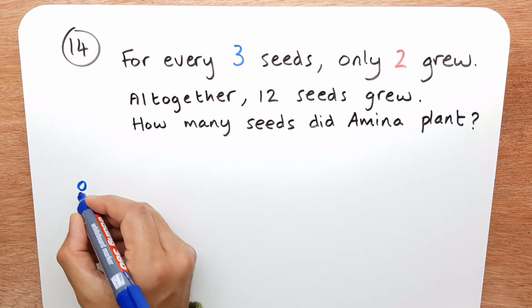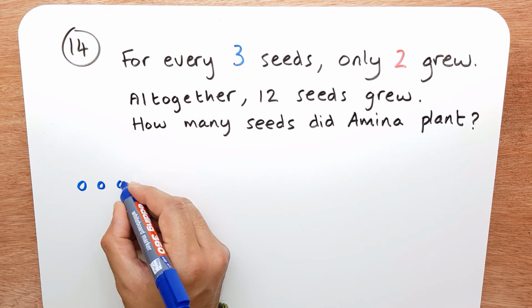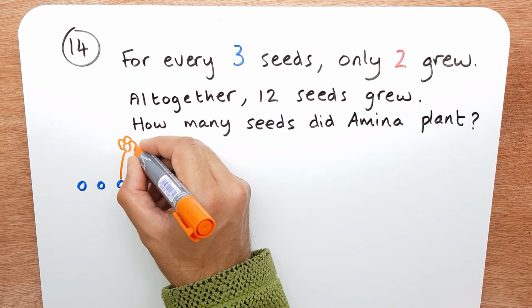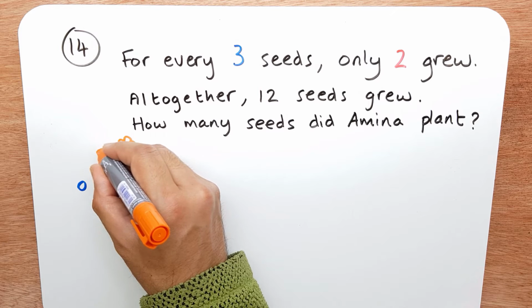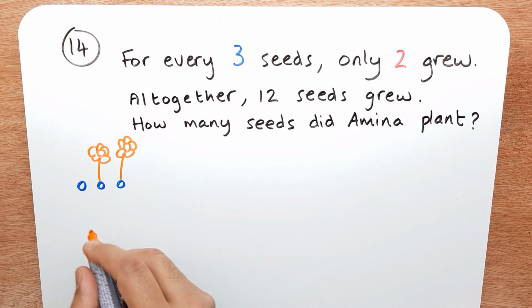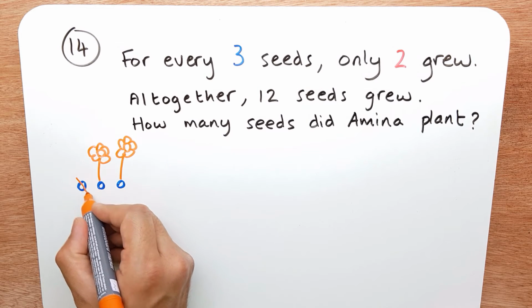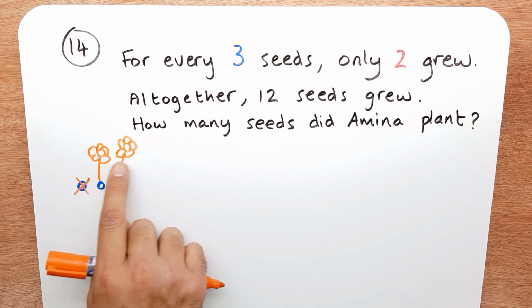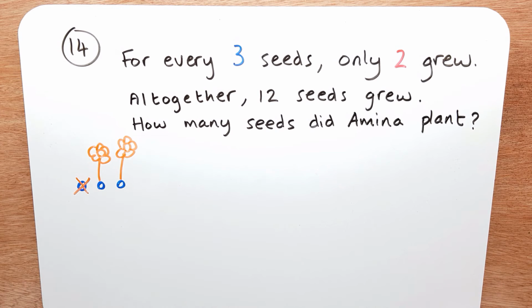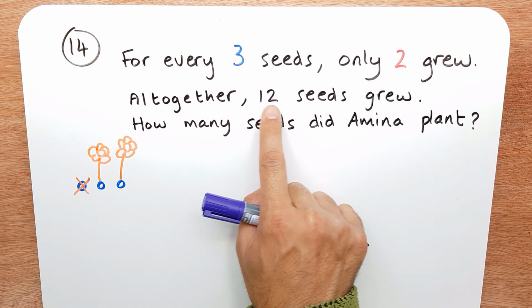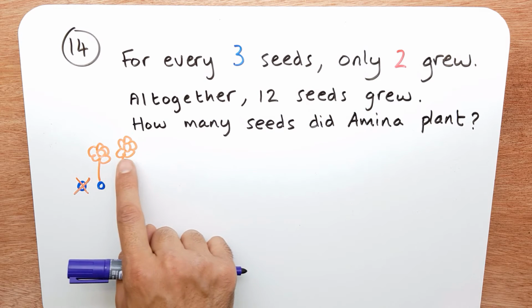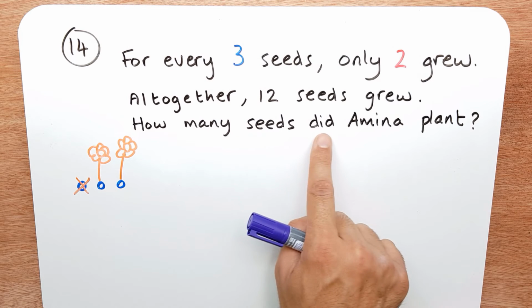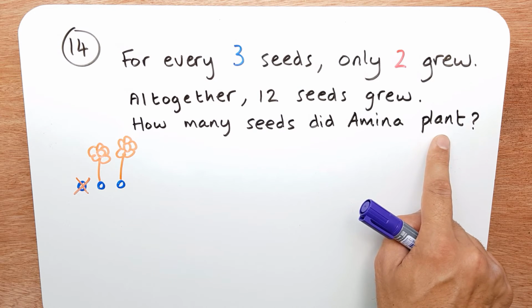With question 14, we're told for every 3 seeds planted, only 2 seeds grew. So let me do that. So we plant 1 seed, 2 seeds, and 3 seeds. And this one grew, and this one grew. And this one got eaten by a little bug, so that didn't grow. So for every 3 seeds, 1, 2, 3, only 2 seeds grew into flowers. Now altogether, 12 seeds grew. So we had 12 of these seeds growing altogether. The question is, how many seeds did Amina plant?